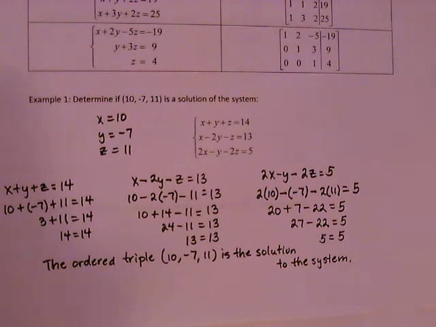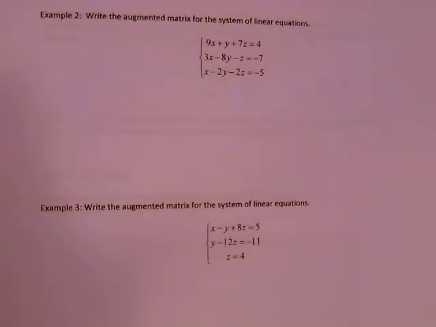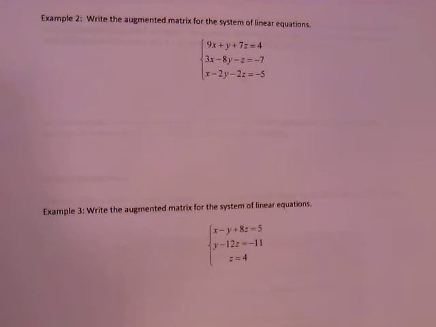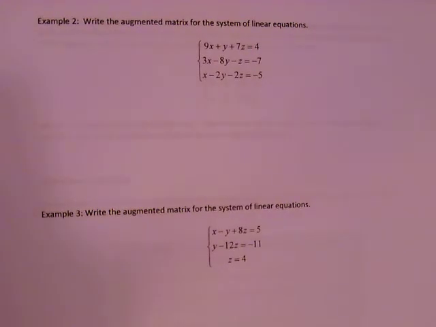Okay. So now we can go ahead and start with example 2, writing the augmented matrix for this system of linear equations. Here we have 9x plus y plus 7z equals 4, 3x minus 8y minus z is equal to -7, and x minus 2y minus 2z equals -5.